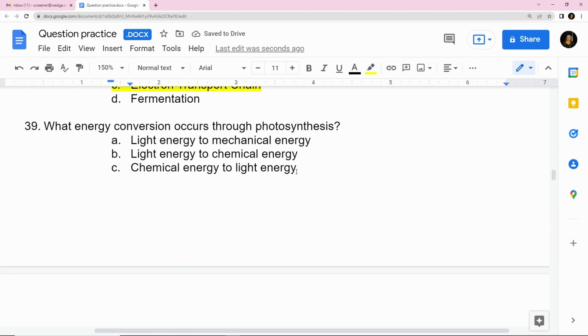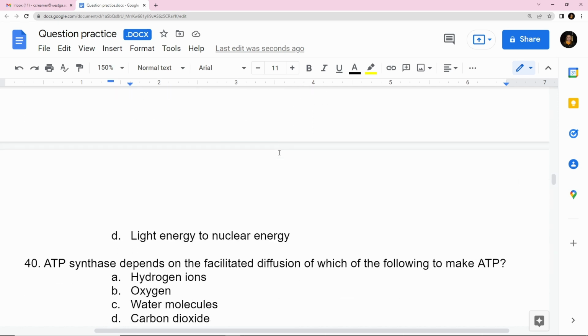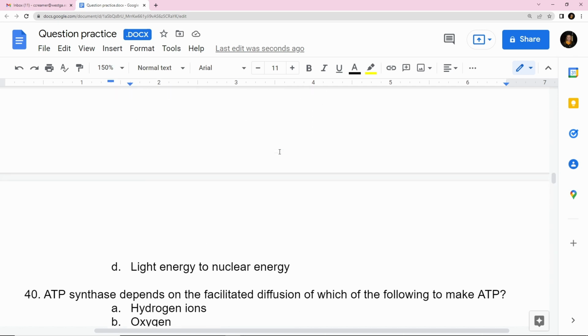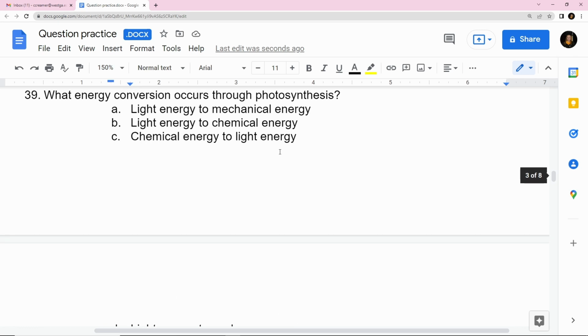What energy conversion occurs through photosynthesis? Light energy to mechanical energy, light energy to chemical energy, chemical energy to light energy, and I think D is down here. Yep, light energy to nuclear energy. If you said B, light energy to chemical energy, you would be correct.